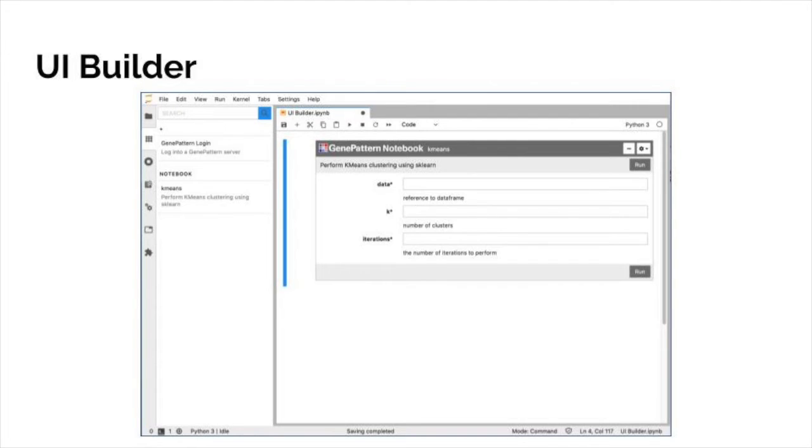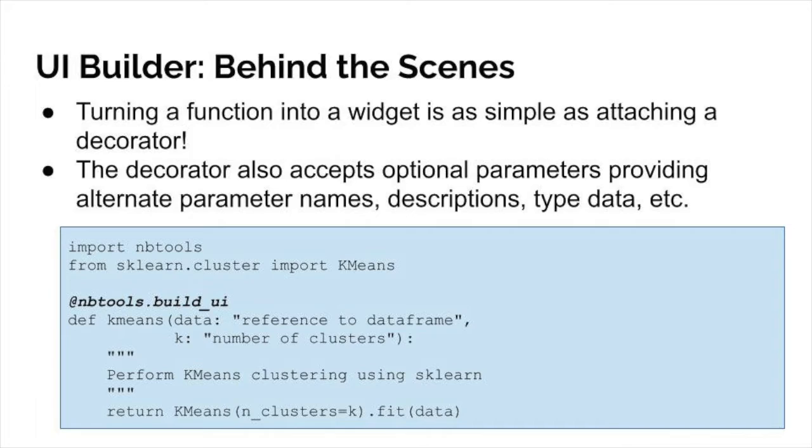Now you may be wondering what the code to produce the widget you just saw looks like. Well, it looks something like what you see on the screen right here. In this case, we have a small Python function that wraps scikit-learn's k-means clustering object and fits it to a set of data. To this function, we've added a single line of code, which is the decorator you see highlighted in bold.